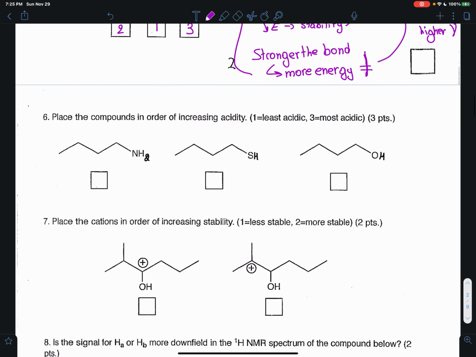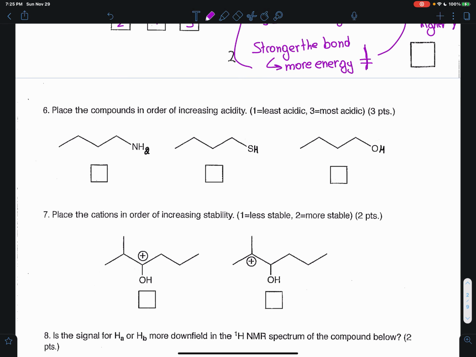Place the compounds in order of increasing acidity, 1 being the least acidic and 3 being the most acidic. So we know that when we talk about acidity, the first step that we do is, as we learned, always deprotonate, and now we can start comparing.